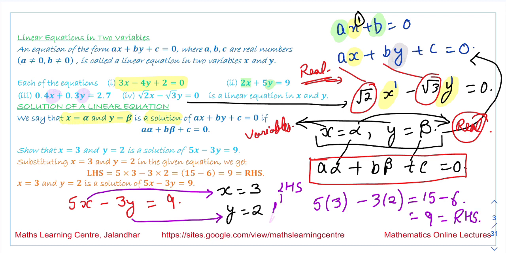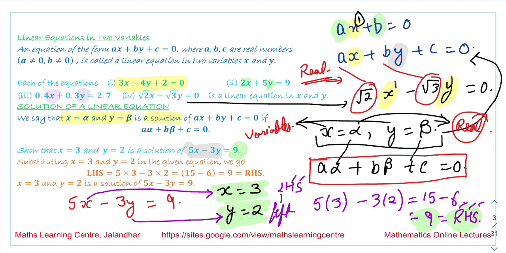LHS means left hand side and this is right hand side. This part of the equation is the left hand side of the equation, and this part is the right hand side of the equation. So when we substitute these values of x and y, we get the answer 9, and that is equal to the RHS.